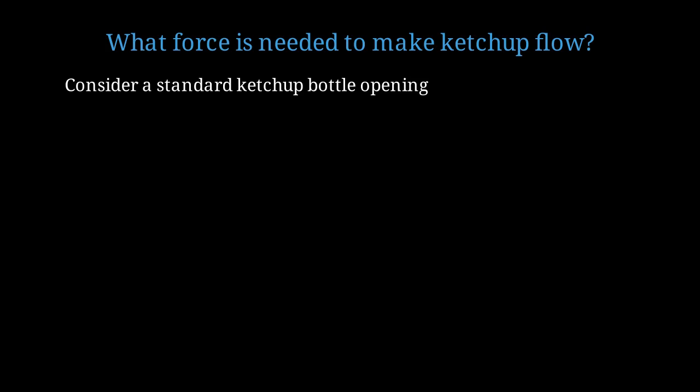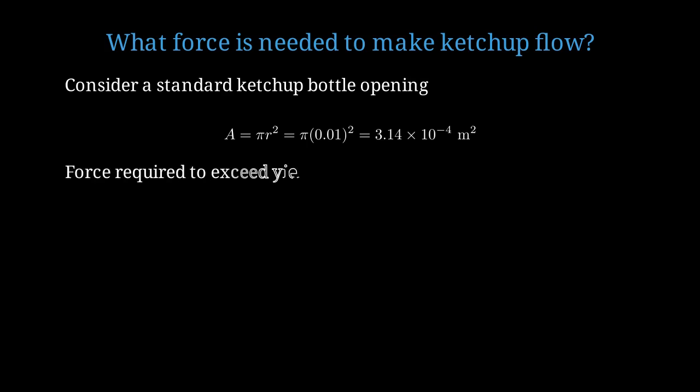Here's a practical question. What force must you apply to the bottle to make the ketchup flow? Let's calculate this precisely. A typical ketchup bottle has an opening diameter of about 2 centimeters, giving an area of roughly 3.1 times 10 to the minus 4 square meters. The area equals pi r squared equals pi times 0.01 squared equals 3.14 times 10 to the minus 4 square meters. The force needed is the yield stress multiplied by the area.